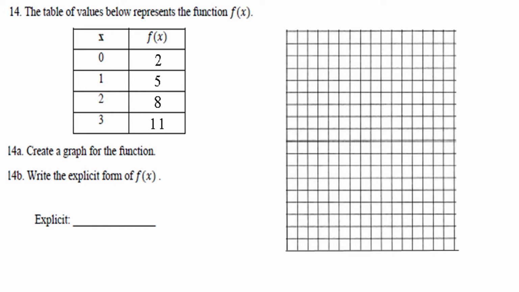They give you a table. The table of values below represents the function f of x. So we have inputs x, 0, 1, 2, and 3, and outputs f of x, 2, 5, 8, and 11. Create a graph of the function. Okay, well, let's make sure we label our graph. So let's call the horizontal axis x and the vertical axis f of x.